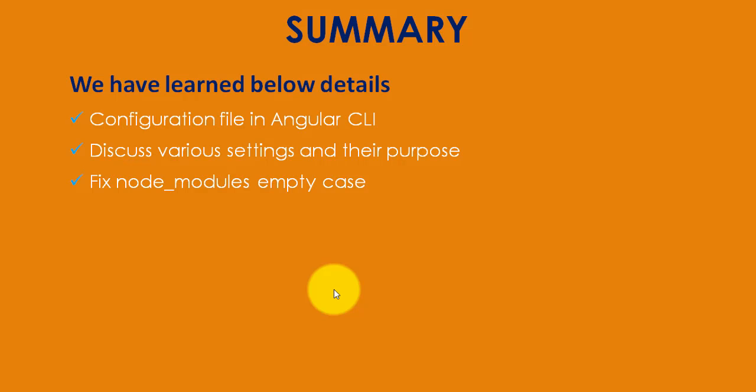In summary, this is what we have learned in this session. We have learned what the configuration file in Angular CLI is, and we discussed the various settings and their purpose in the angular.json file. We also covered the error message you will get if you generate a new component while skipping npm install instead of installing the npm packages, and how to fix the empty node_modules case.